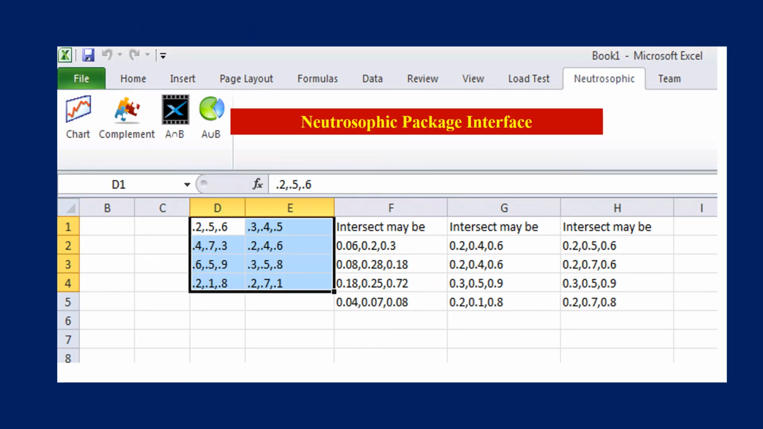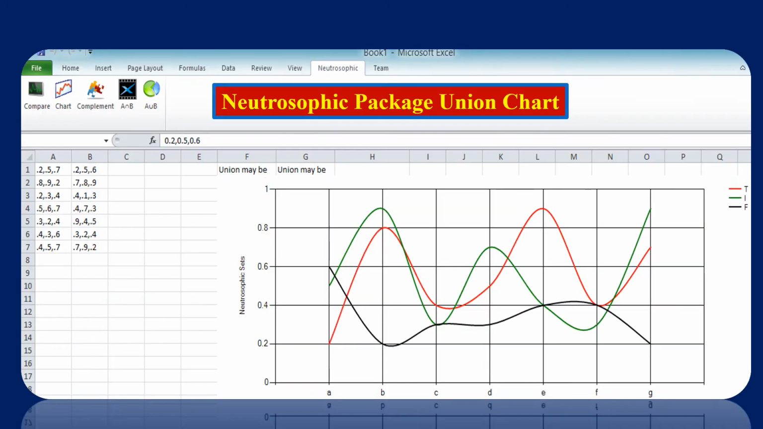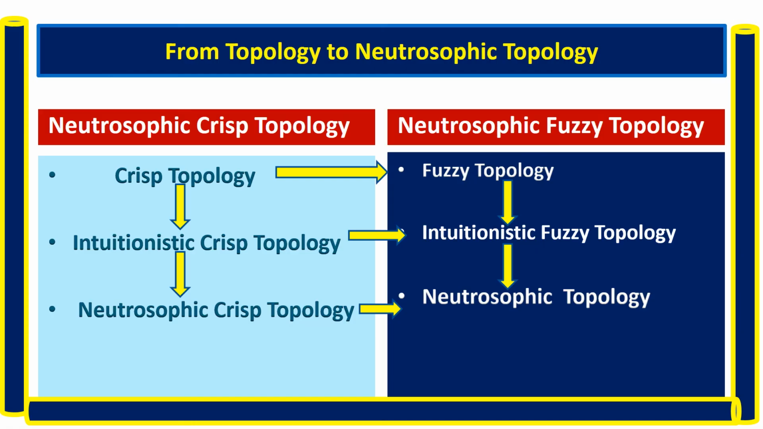This is the Neutrosophic package interface. Neutrosophic package union chart. From topology to Neutrosophic topology. Neutrosophic crisp topology. There are two types of Neutrosophic topology: Neutrosophic crisp topology and Neutrosophic fuzzy topology.